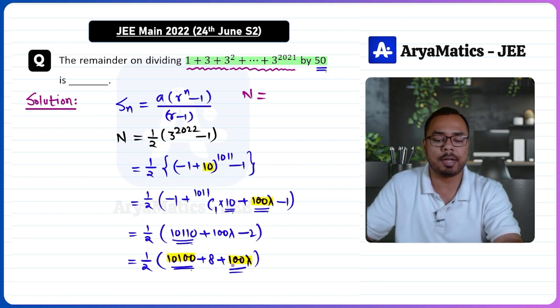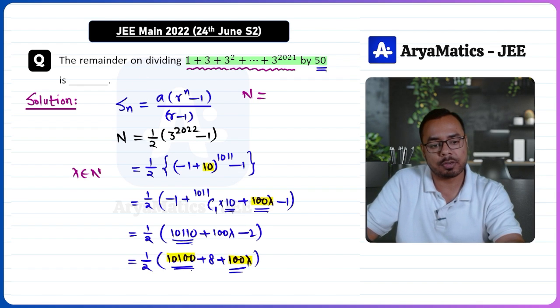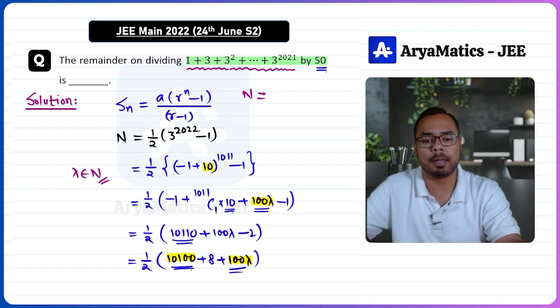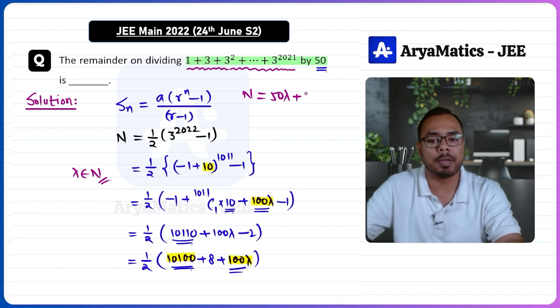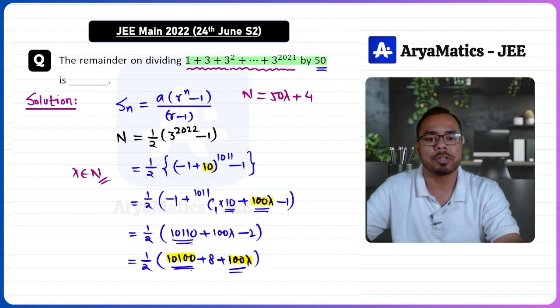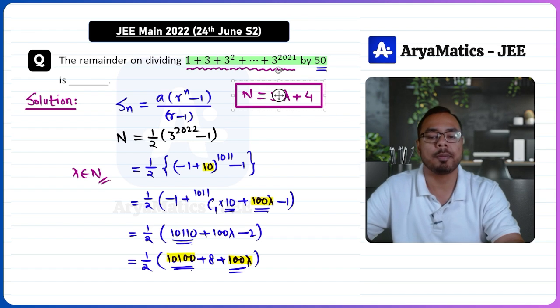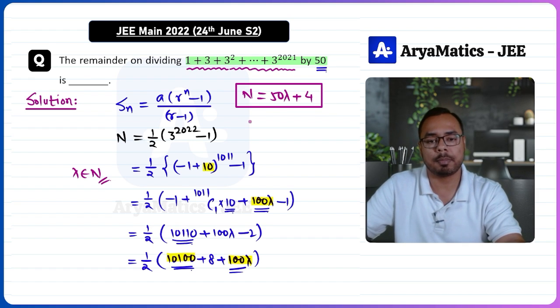Lambda is just some positive integer, any natural number here. So lambda plus 101 will be another natural number. So basically these two terms are multiples of 100, and when you divide by 2 you will get a multiple of 50. So this becomes 50 lambda, and 8 by 2 will be 4. So finally the number is of this form: a multiple of 50 plus 4. And now if you divide this number by 50, clearly you can see that the remainder will be 4.